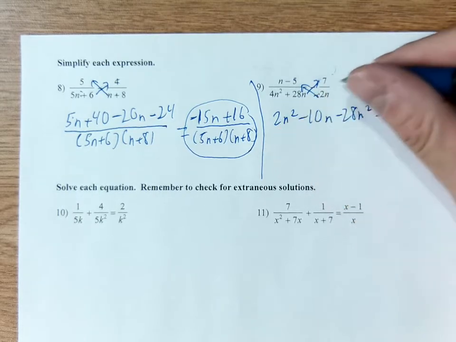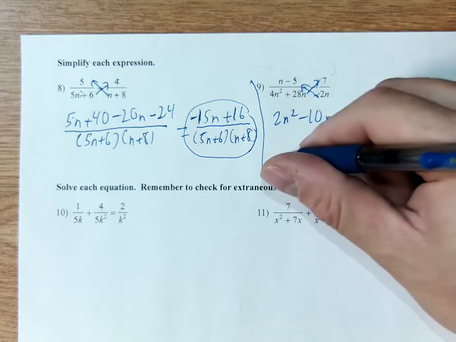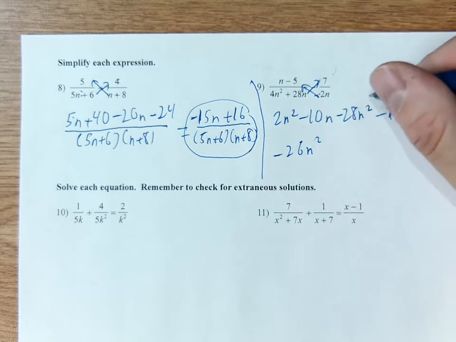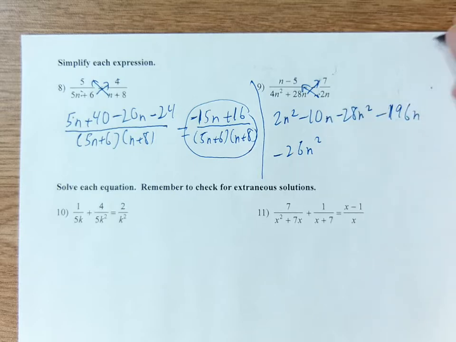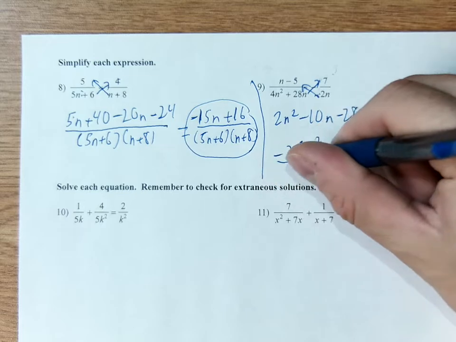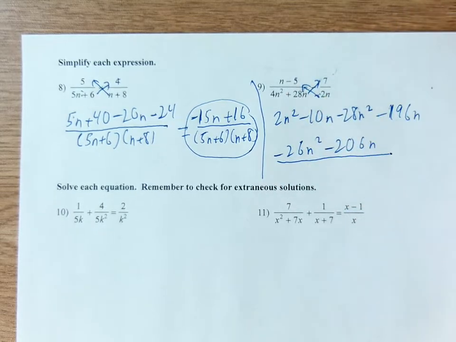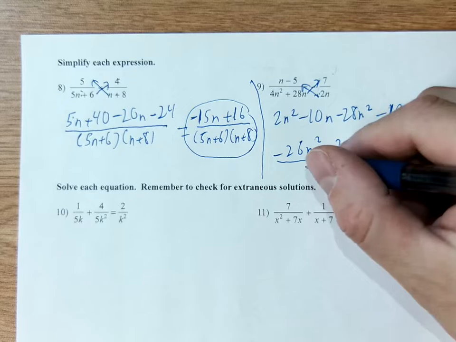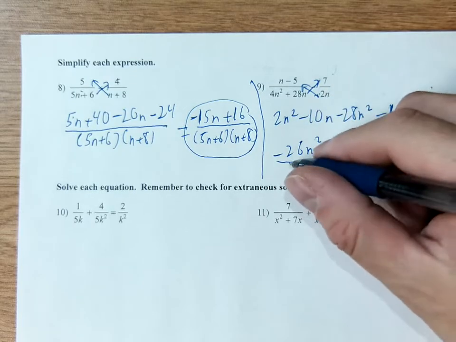Combine like terms. 2n squared minus 28n squared is negative 26n squared. Negative 10n minus 196n is negative 206n. And again, the denominator here will be a combination of these two multiplied together. Now, sometimes this might reduce out. So here I'm looking at this and I'm seeing this n. This n is going to reduce out. So this does have an extra step of reduction.